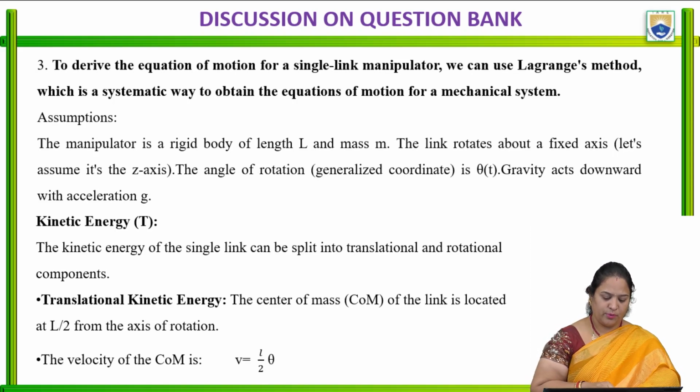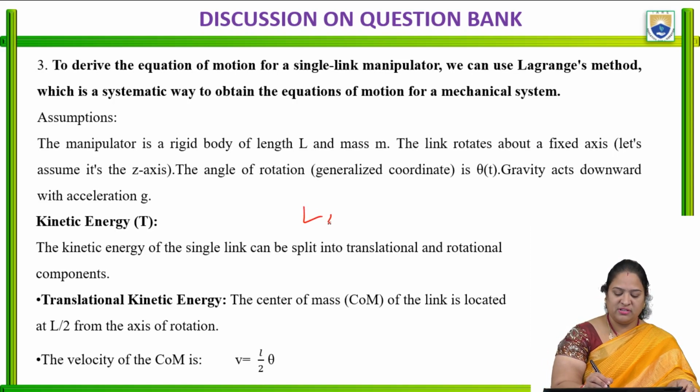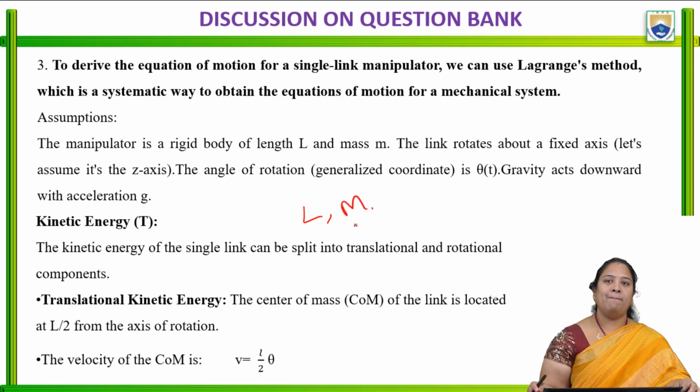Derive the equation of motion for a single link manipulator. Here we can use Lagrange's method, which is a systematic way to obtain the equation of motion for a mechanical system. First, let us assume the length and the mass of the rigid body. Now, the link rotates about a fixed axis.